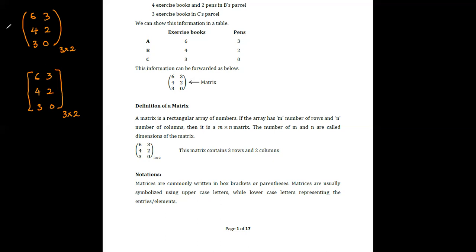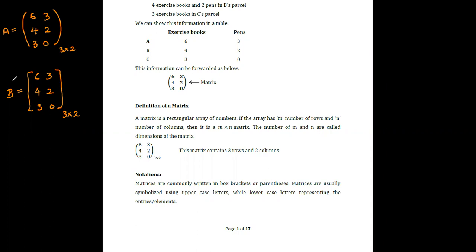Therefore, we can name this matrix using an uppercase letter. Here I can say it is the letter A. In English, uppercase letters are generally used for naming matrices. Therefore, we can say that matrix A is a 3 by 2 matrix having the elements 6, 3, 4, 2, 3 and 0. And if I write this matrix, then I can say this as matrix B: 6, 3, 4, 2, 3, 0. Likewise, we can just use the English uppercase letters to name a matrix.